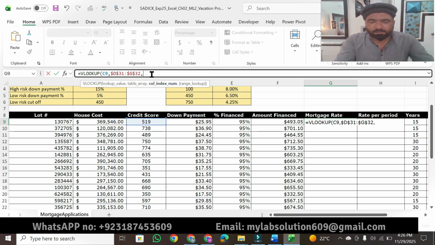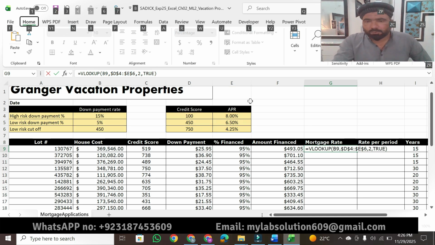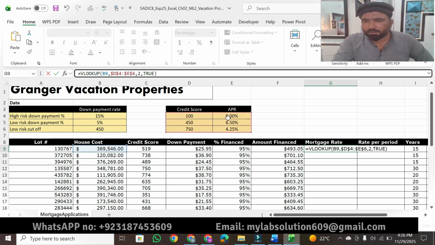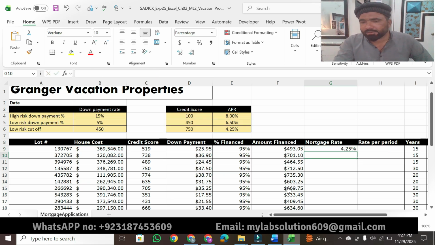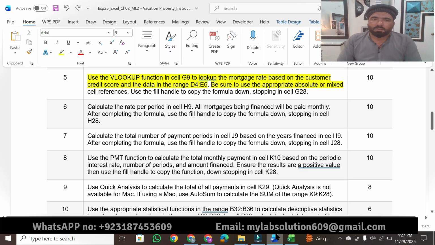the values. Okay, so after entering the values, now we have to select this range, credit score and APR here. Then we just give column 2 because we have to get these values here. Then 2, then simply press enter and we get the result. So question number 5 is done.